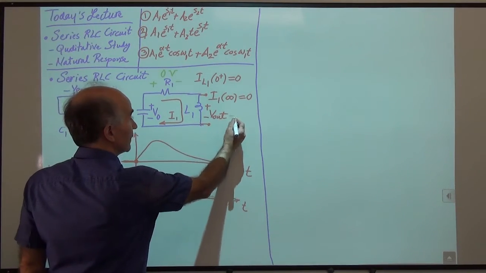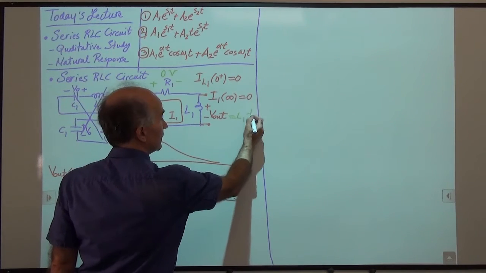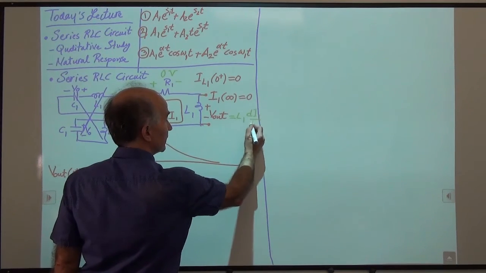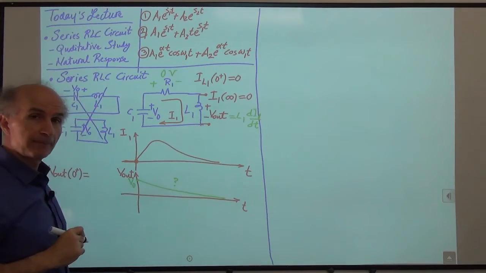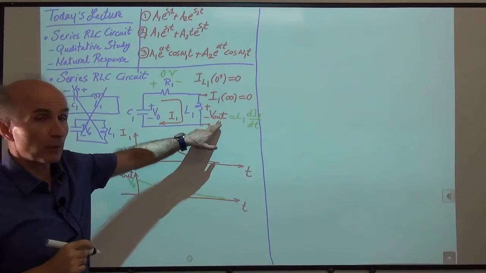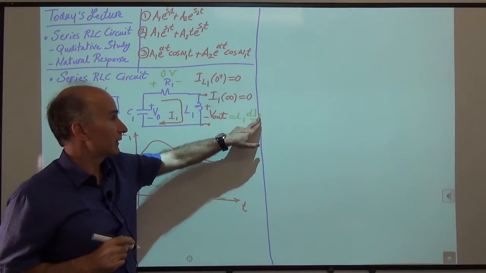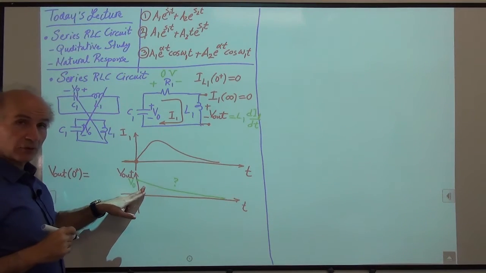V out, the current going through the inductor, right? So it's just L1 dI1 over dt. Right? So then when I look at V out, it has to be proportional to the derivative of the current. Is that true? We can see that's not true.